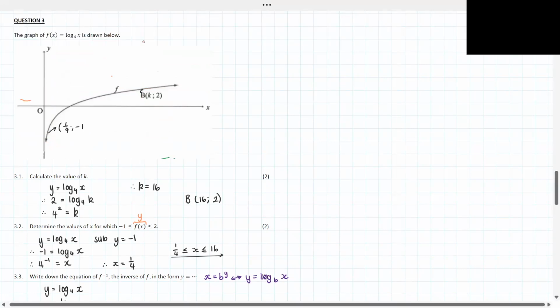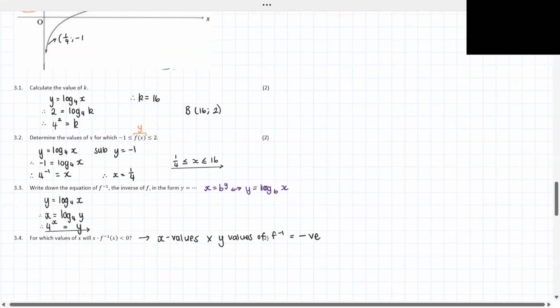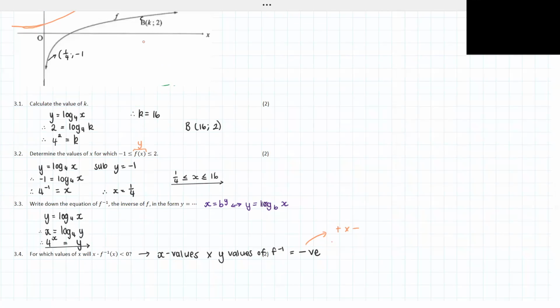It would look something like that. Okay, that is my inverse function. Again, not perfect, but that is what it is. Now, if we go back here, the only way for me to get a negative product is to say a positive times a negative or a negative times a positive.